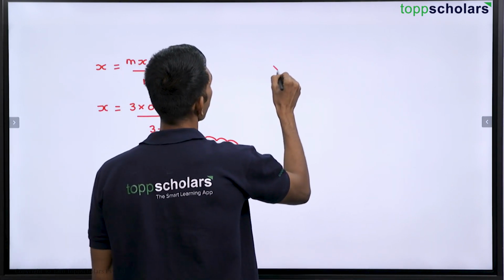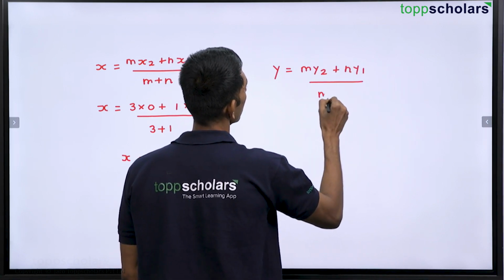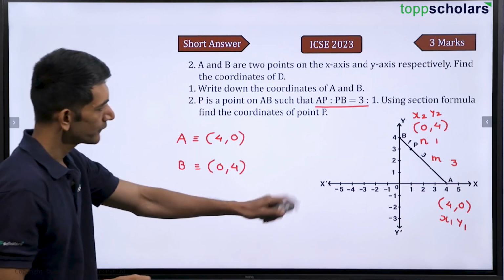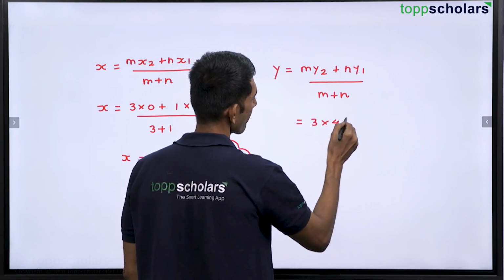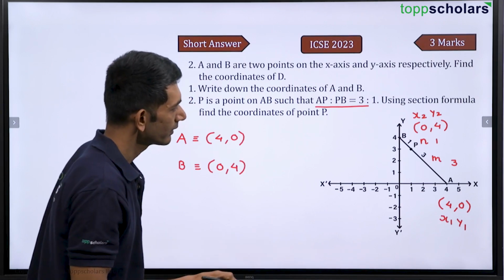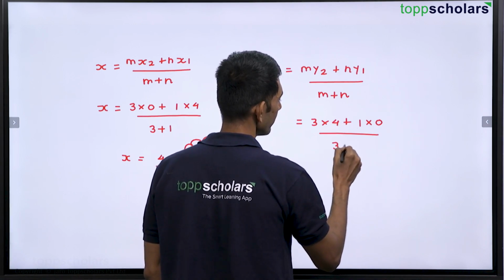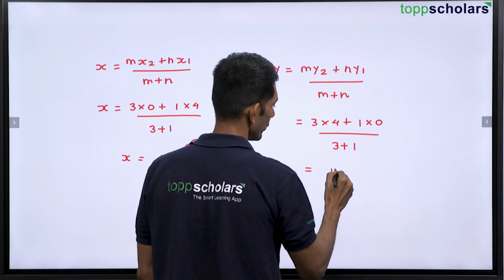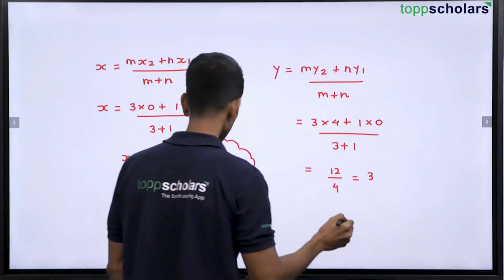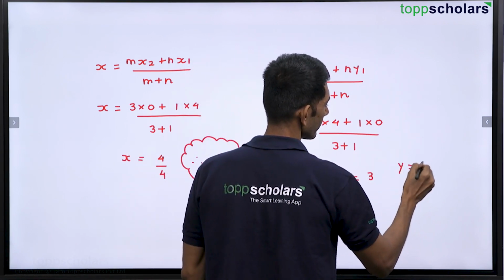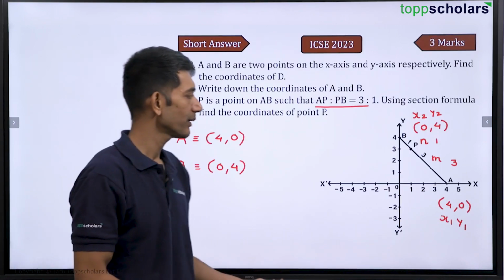What will be y? Y will be equal to my2 plus ny1 by m plus n. So can I say y will be equal to my2, that is 3 into 4, plus ny1, that is 1 into 0, by m plus n, that is 3 plus 1, that is equal to 12 by 4, that is equal to 3. Correct? So y is 3. And that's it. We get 1 comma 3.